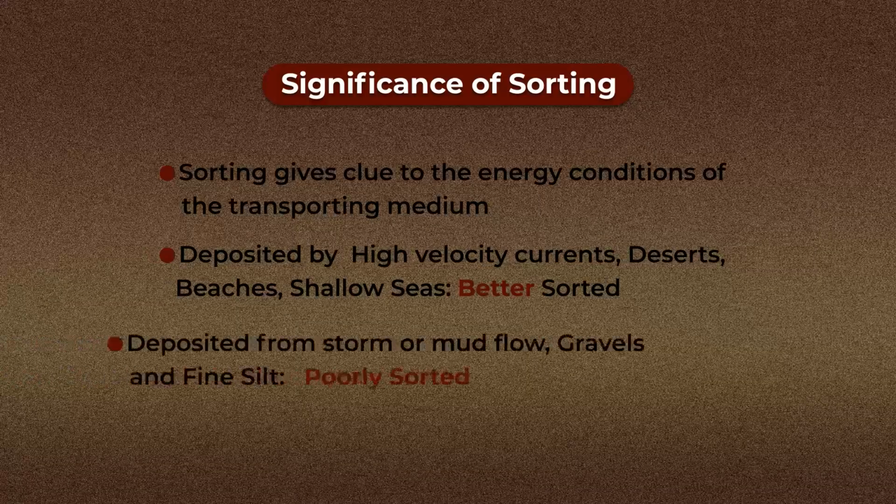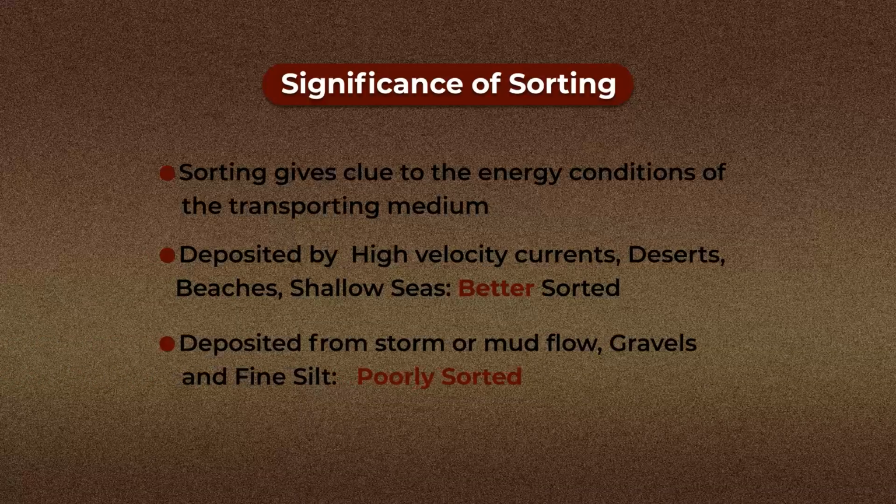The knowledge of sorting gives us a clue to the energy conditions of the transporting medium. It also tells us whether they were deposited by high velocity currents, like in a desert, beaches or shallow seas, and as a result of that, these sediments are better sorted. On the other hand, sediments formed by storms or mud flows produce gravels and fine silt, and they show poor sorting, and we call it poorly sorted.